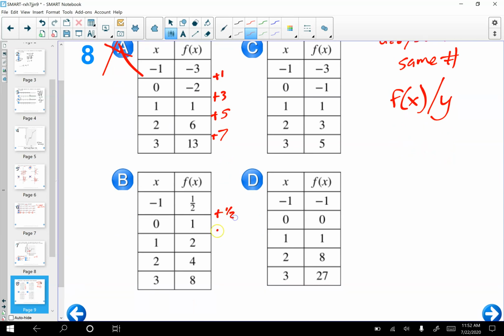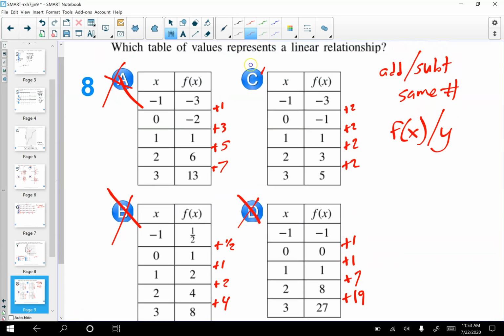Here we're plus a half, plus 1, plus 2, plus 4. Not the same, out. Plus 2, plus 2, plus 2, plus 2. Well, that looks promising, so hold on to that one. And then plus 1, plus 1, plus 7, and plus 19. Although it starts with the same number in the beginning, it doesn't end that way. The only table that adds or subtracts the same number every time is going to be choice C.